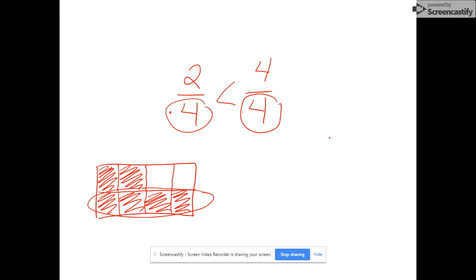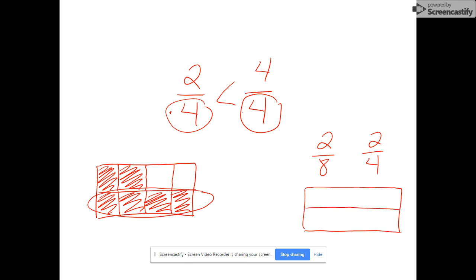Another example would be to do 2/8 versus 2/4, where my numerators are the same. I'm going to draw those rectangles again. Draw one big one, split it in half. I'm going to split my bottom rectangle into fourths first. Again, you know how much to split it into based on your denominator, whatever your denominator is. So I'm going to cut this one into 4ths.